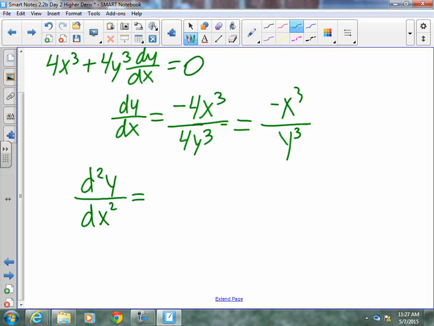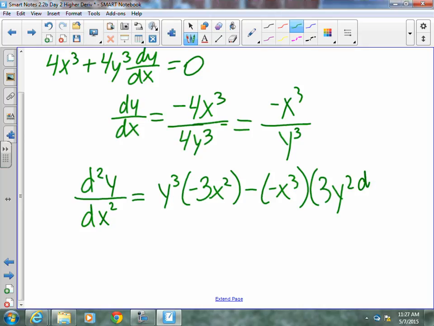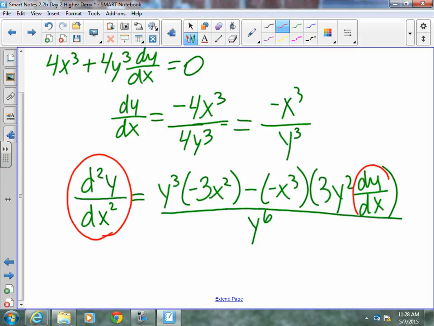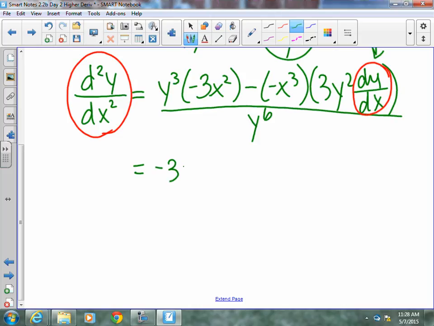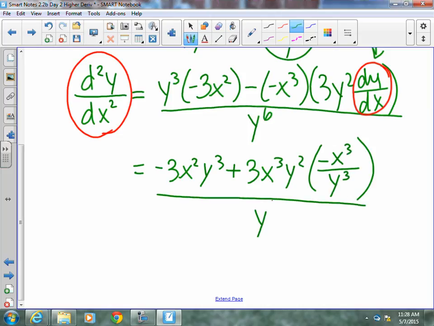So we get low d high minus high d low, draw the line, square the low, and from here, we're going to need to simplify a little bit. We already have it solved for the second derivative, but we have this first derivative over here causing a problem. So, to get rid of that, we're going to plug in what the first derivative equals, and now we have something we can work with algebraically. So, we end up with 3x squared y cubed times negative x cubed over y cubed, all divided by y to the 6th.